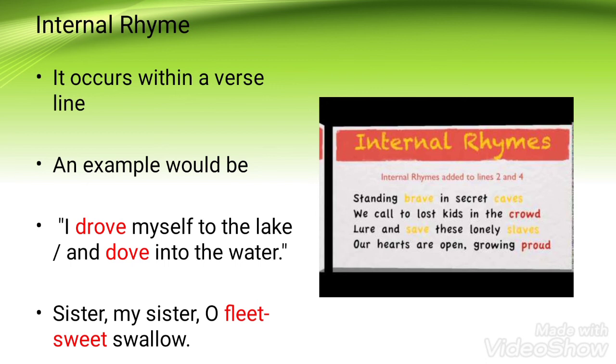Internal rhyme has been added in lines number 2 and 4, so I'm reading lines number 2 and 4. Standing brave in secret caves, we call to lost kids in the crowd, lure and save these lonely slaves. The slaves and caves and braves and save, and then crowd and proud. So internal rhyme is available, and it's very interesting.